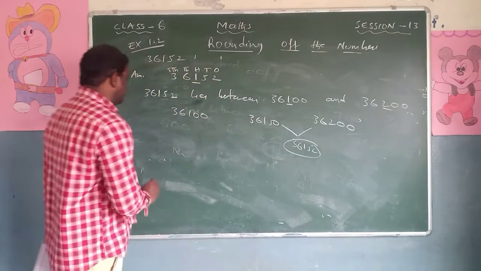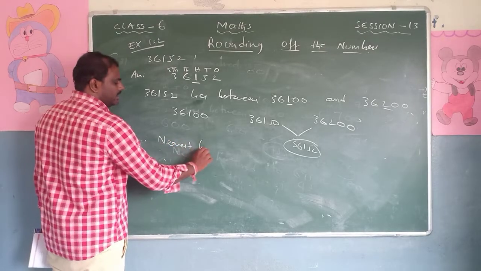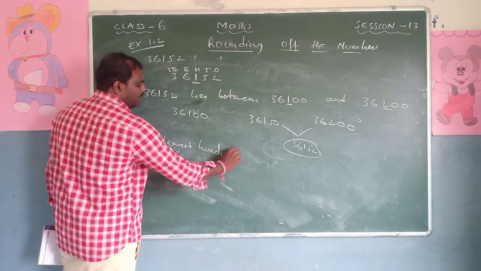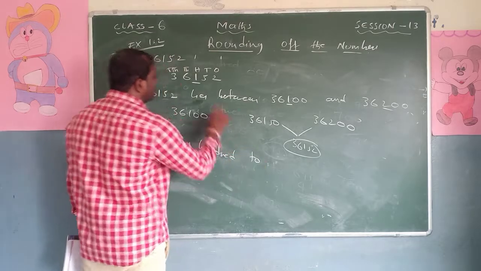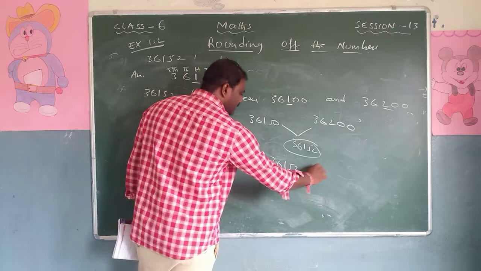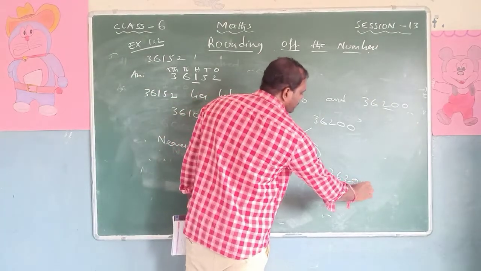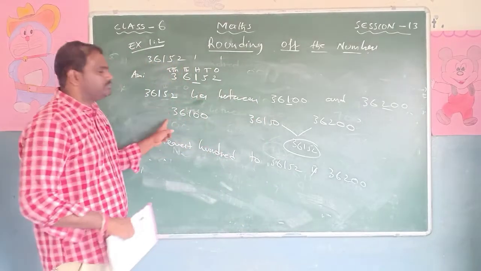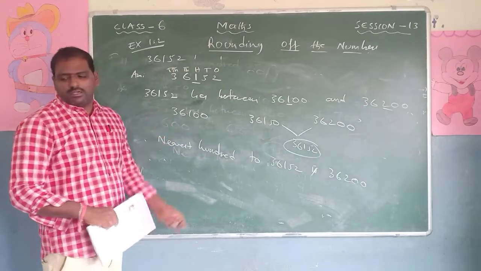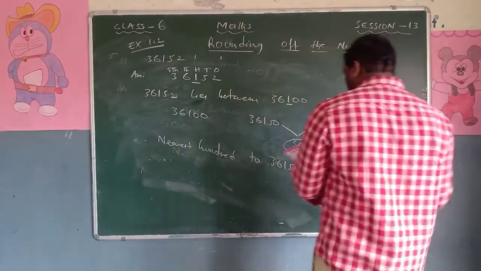So what should I write? Therefore nearest 100 to 36,152 is the answer. How much? 36,200. Don't write this, if you write this, it is the wrong answer. Got it? Next question. Question number 3.